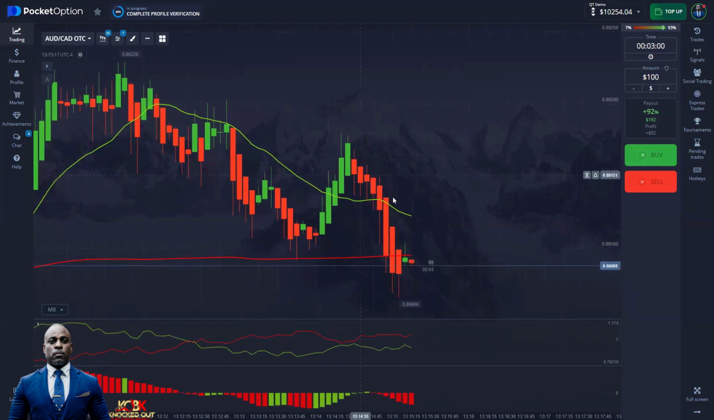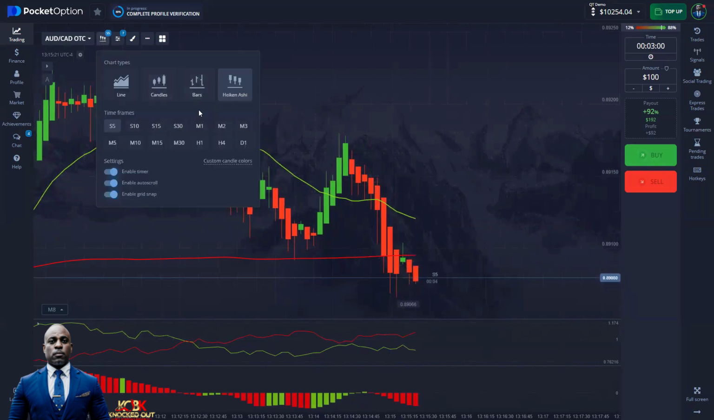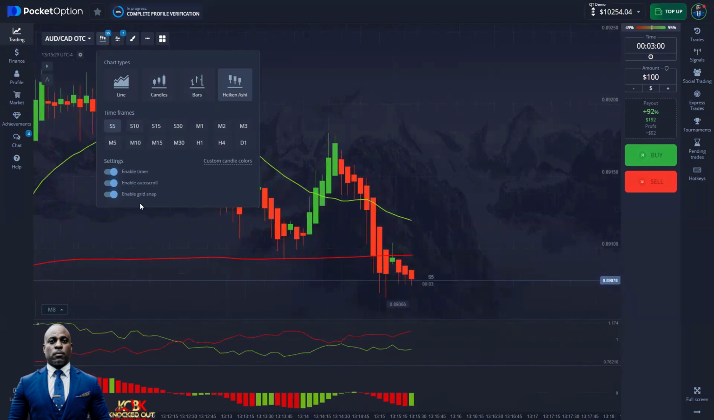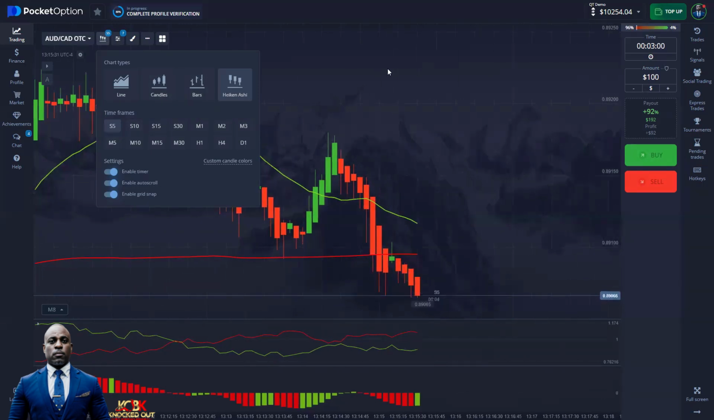So let's go ahead and start off with the candles. First thing we like to do is put our candles to Heiken Ashi. Then we're going to select 5-second candles. And then we're going to enable the timer, enable auto scroll, and also enable grid snap. These are very important for this strategy.